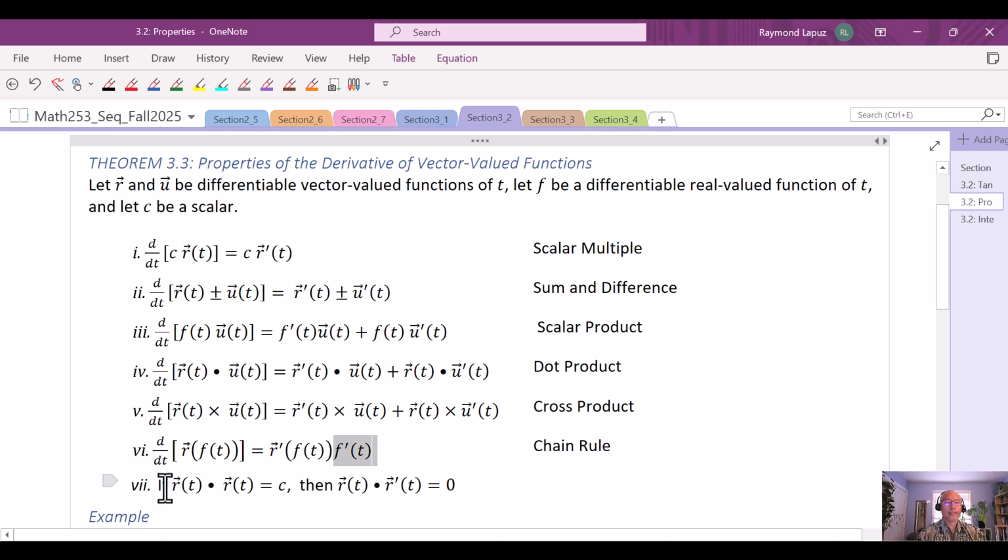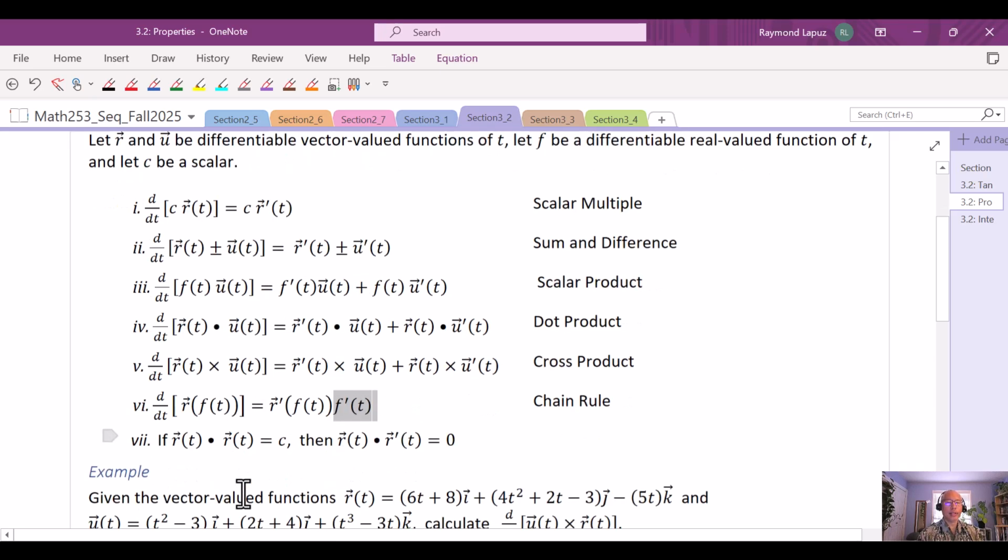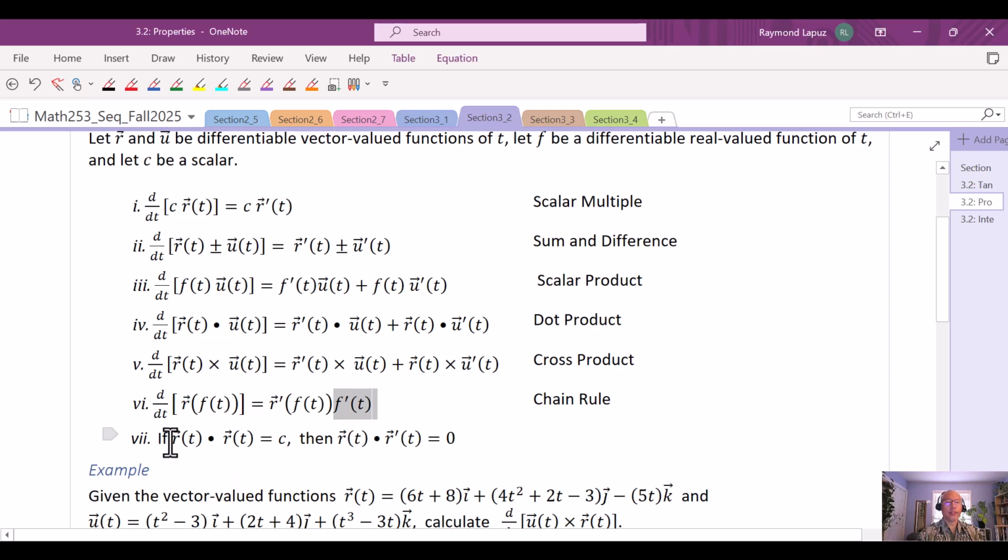And then this last property doesn't quite have a name, but it turns out that if you take the dot product of r with itself, and that happens to be a constant, then r dotted with r prime is going to be 0. And remember, the dot product is 0 when the two vectors that you're dotting are perpendicular. So in this case, this is saying that r and r prime are perpendicular to each other.